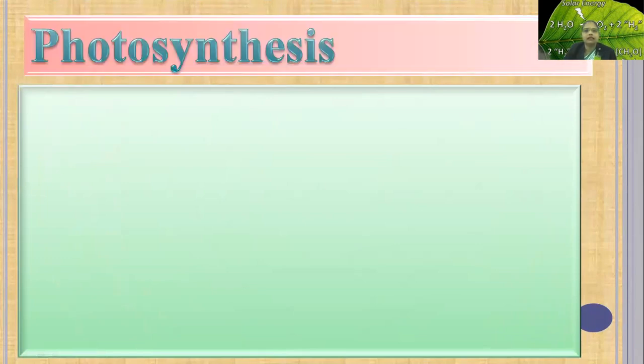Then, photosynthesis is an anabolic process. Photosynthesis is known as the anabolic process. Why is it known as the anabolic process?